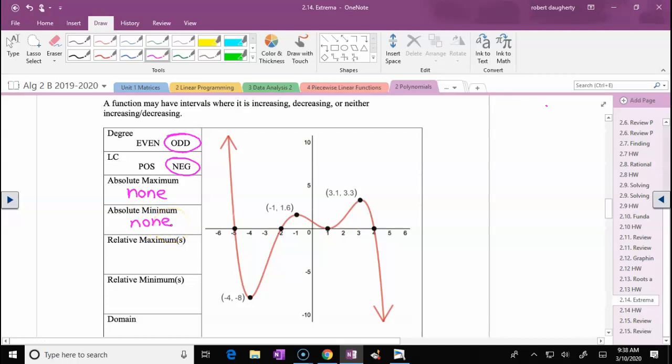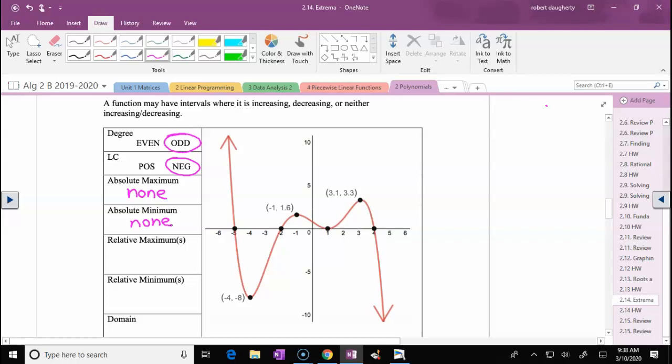What do you think about odd functions? Will odd functions ever have an absolute? No, odd functions are going to either do this or this. So there can never be an absolute max or min on an odd function. You'll have absolute max or mins on what kind of polynomials? Only on the even ones.